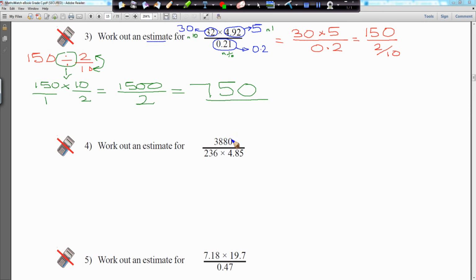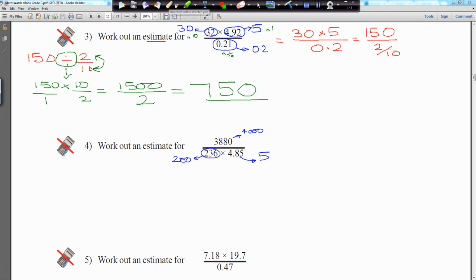Right, 3,880 is already in the thousands. So we're going to round this number to the nearest thousand to give us a nice and lovely 4,000. 236 here, we're going to round that to the nearest hundred. So we look at the largest place value in a sense and say, well, we round to that. So 236 becomes 200 to the nearest hundred. 4.85, again the largest place value is the unit, so we round this to the nearest unit. That's one way of us understanding these questions. So that becomes 5.